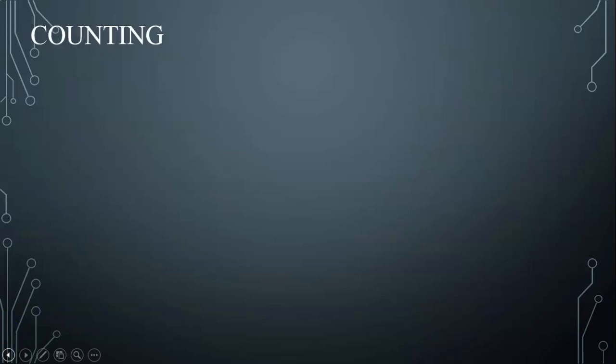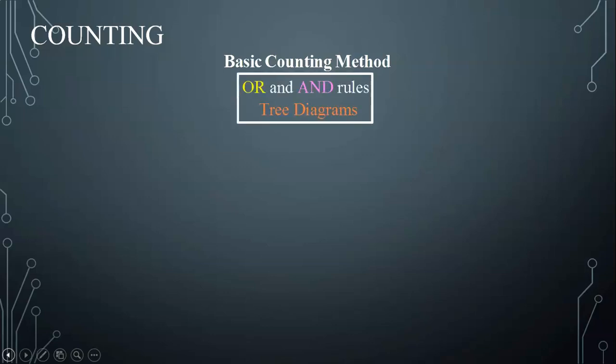In a previous lesson on counting, we went over the basic methods of counting consisting of the OR and AND rules, as well as tree diagrams. In this lesson, we are going over additional counting methods, combinations, and permutations.